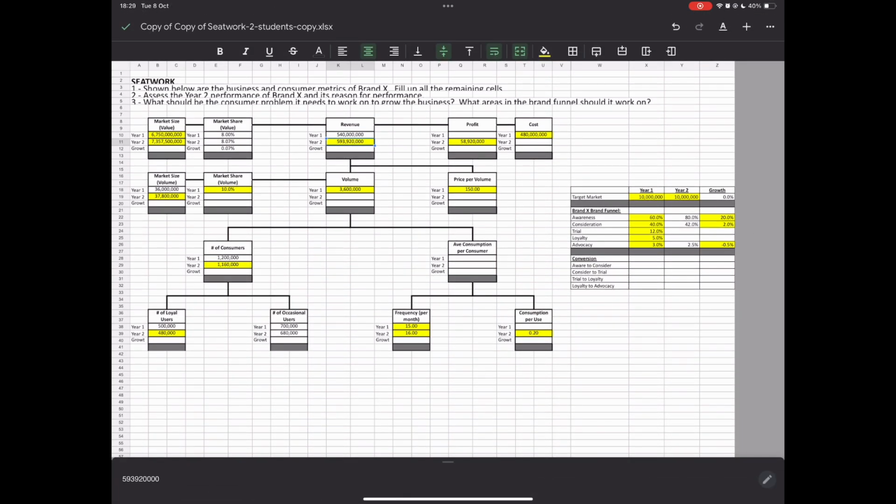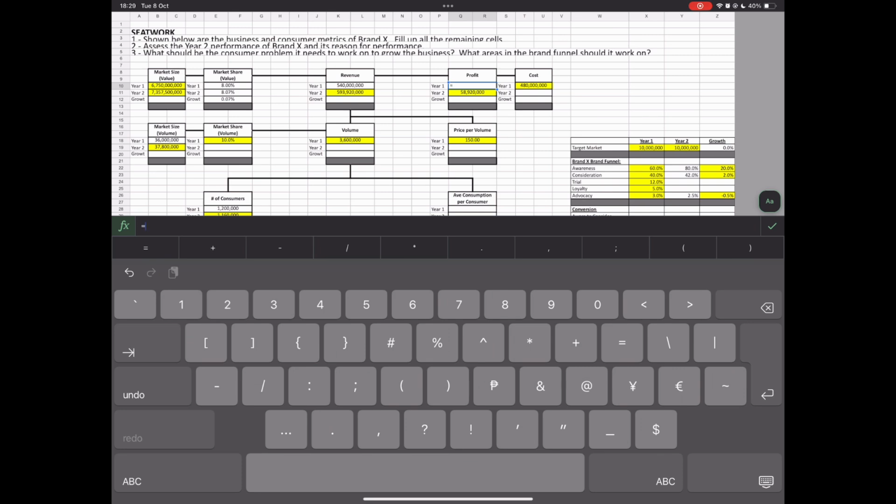And then for profit, very simply, the revenue minus the cost. And then taking that same relationship, we have here the revenue of year 2 minus the profit. That should give you about 535,000.